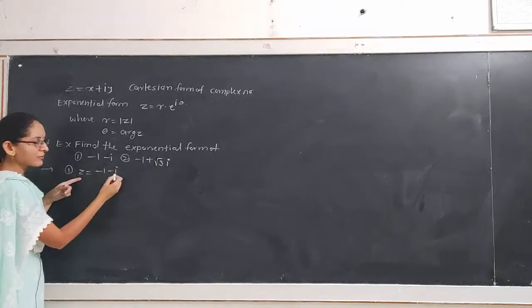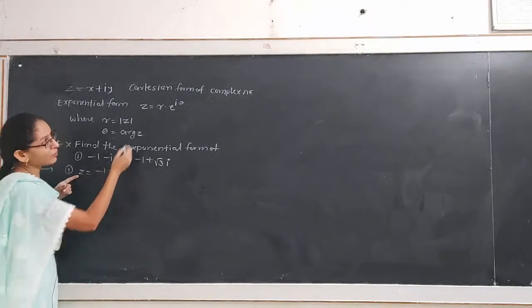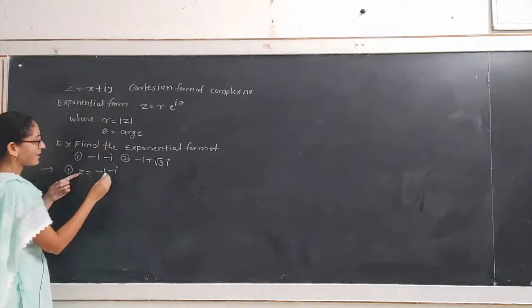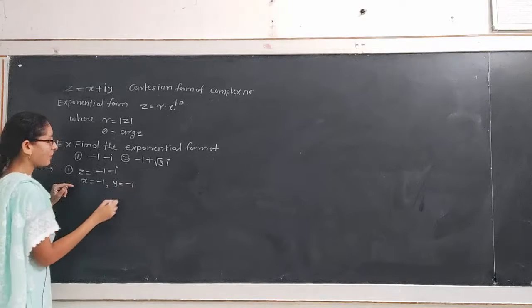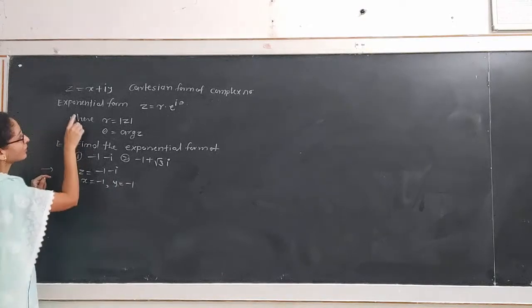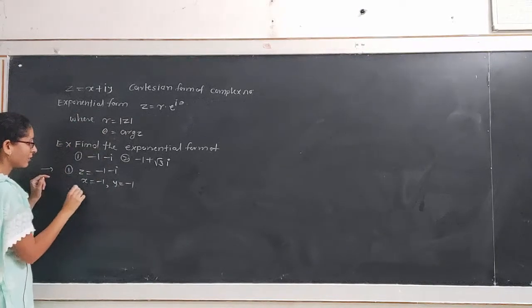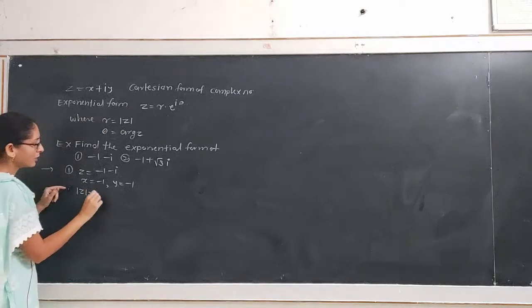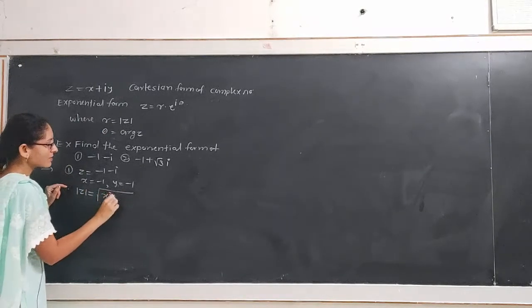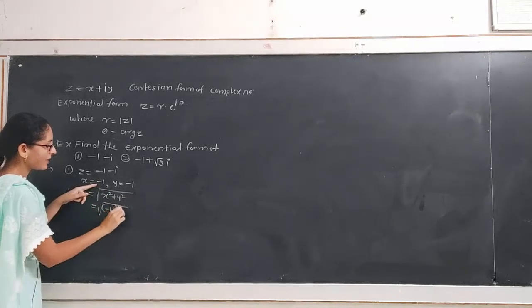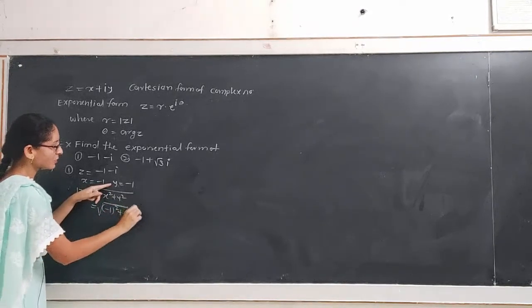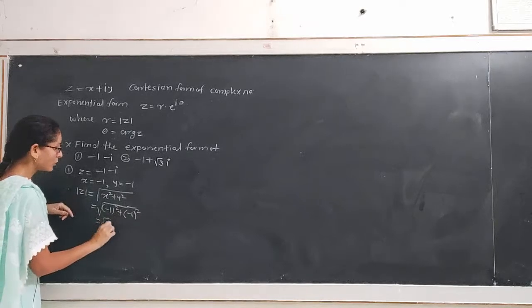If we compare this with the Cartesian form of a complex number x plus iy, then we get x is equal to -1, y is equal to -1. Therefore, the modulus of complex number z is equal to root of x square plus y square, which is root of (-1) square plus (-1) square, which is equal to root 2.